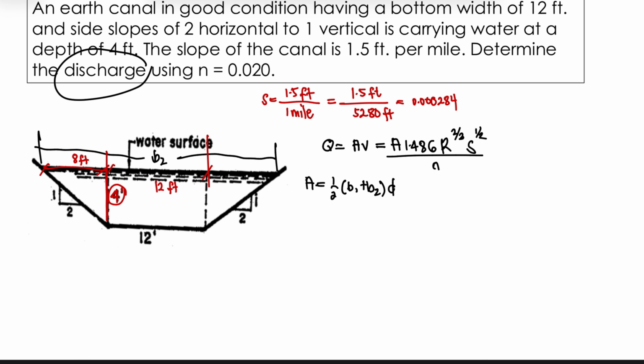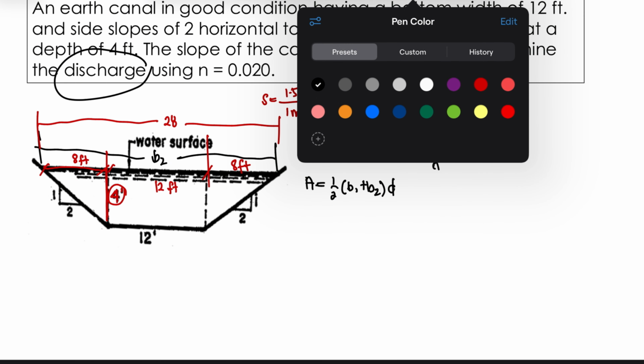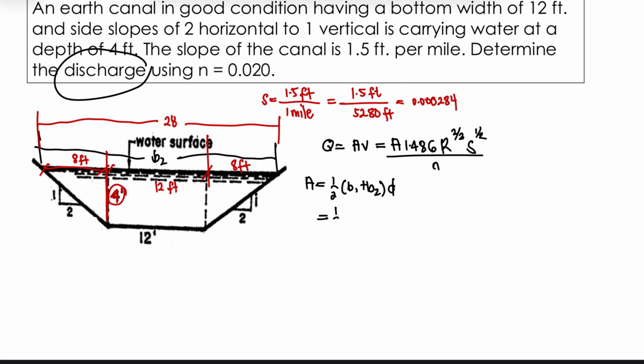So, since we have here 8 feet, ito po is 8 feet na din. So, yung total na width natin dito sa top is 12 plus 16. So, that is equivalent to 28 feet. Okay? So, for this one, we have the area 1 half 12 plus 28. Yung depth natin is 4 feet. So, yung area po natin dito is equivalent to 80 feet squared.